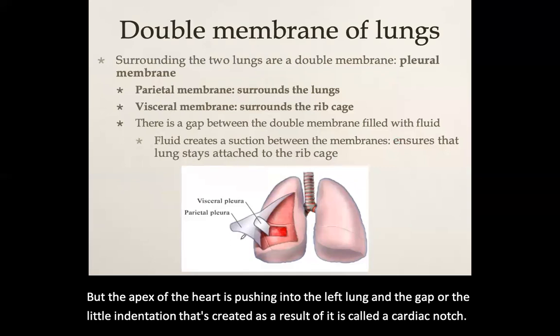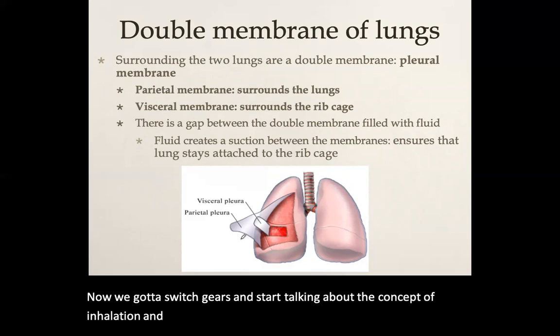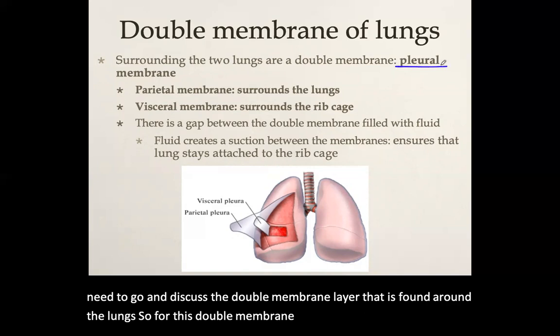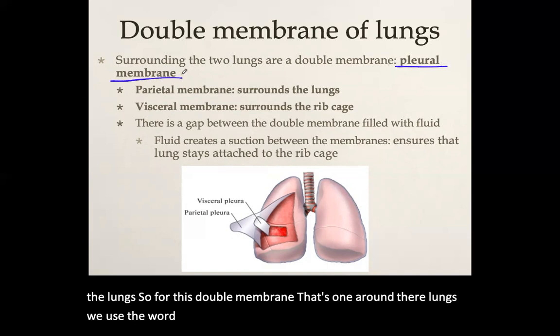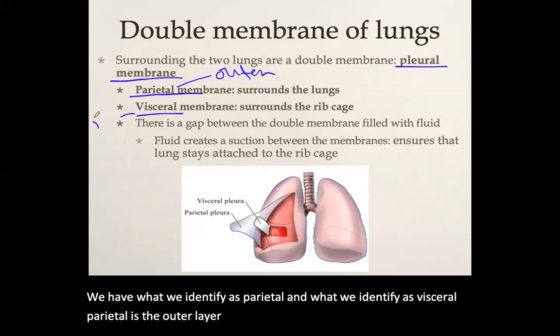Now we're going to switch gears and start talking about the concept of inhalation and exhalation. But for us to better understand that, we first need to discuss the double membrane layer that is found around the lungs. For this double membrane, we use the word pleural membrane. We have what we identify as parietal and what we identify as visceral. Parietal is the outer layer, visceral is the inner layer.